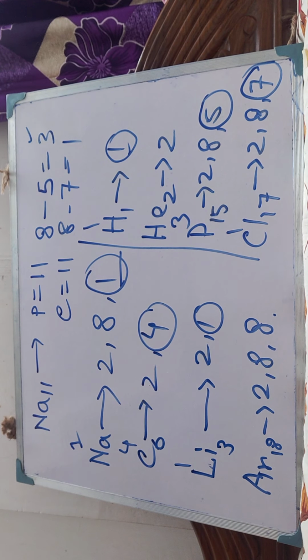So maximum valency is 4. Not maximum valency, okay. So what am I saying? That chlorine has valency equal to 1. So understood what I am saying?